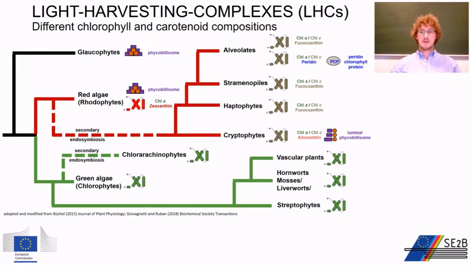So in cryptophytes, you have, for example, only chlorophyll A or chlorophyll C bound to the LHCs, and alloxanthin as a carotenoid. While in the different groups, you find fucoxanthin, or in the special type that I mentioned already, also the peridinin. This is very different from the ones in the green lineage, where the LHCs mostly bind chlorophyll A and chlorophyll B and have as their major carotenoid, lutein.